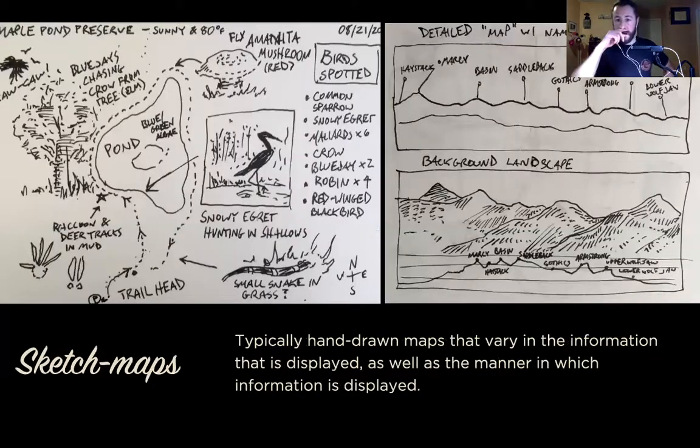So, last but not least, sketch maps. I love sketch maps. These are always hand-drawn, obviously, but the idea is that you're really focused on a specific thing. For example, this little map that I did around Maple Pond Preserve this summer was essentially a survey of the different wildlife activity that I was noticing along the way, right? Now on the right-hand side, it's more geared towards elevation.